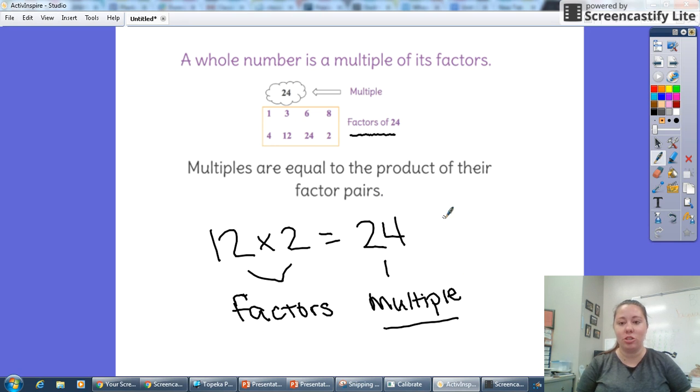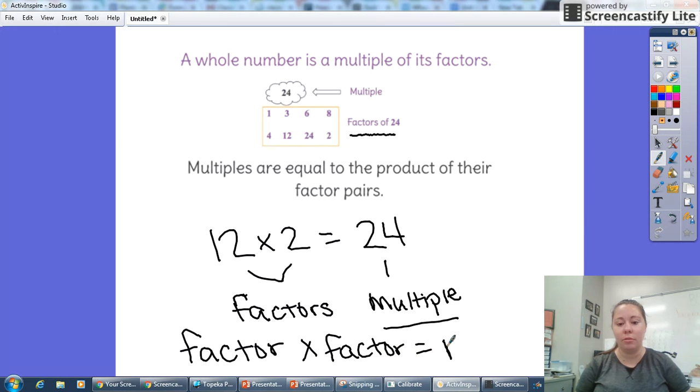A factor, I'm going to write this down here, factor times a factor equals a multiple. Oops, I forgot my L. Undo. M-U-L-T-I-P-L-E. A factor times a factor equals a multiple. And we can see that here in 12 times 2 equals 24.